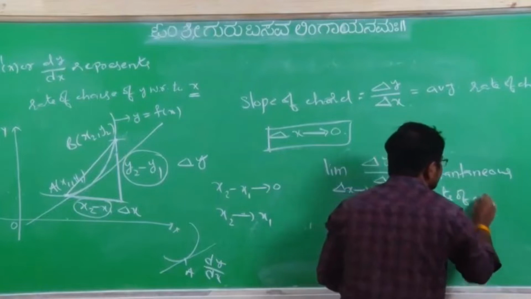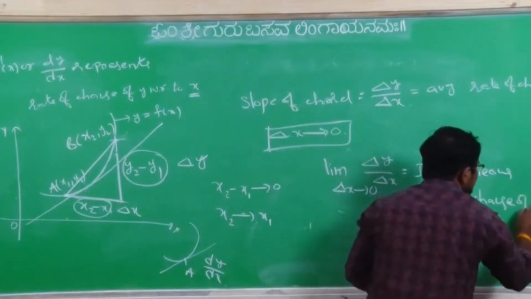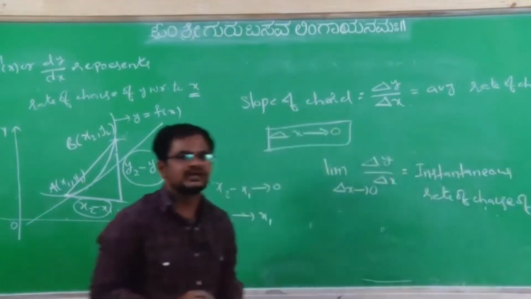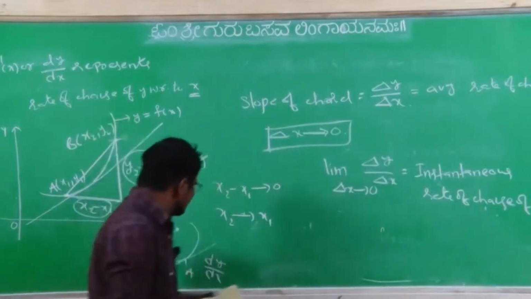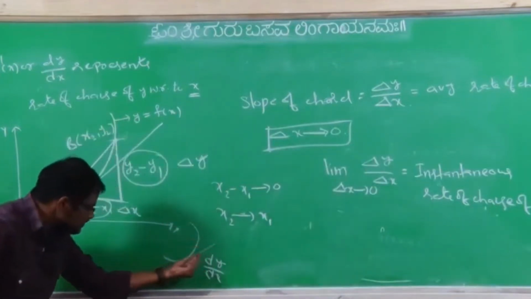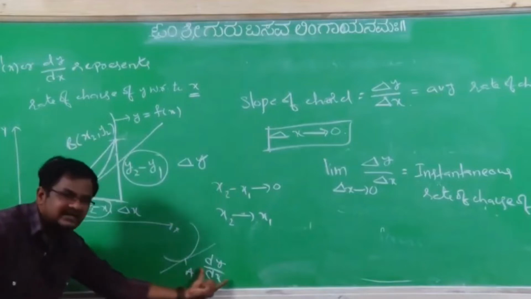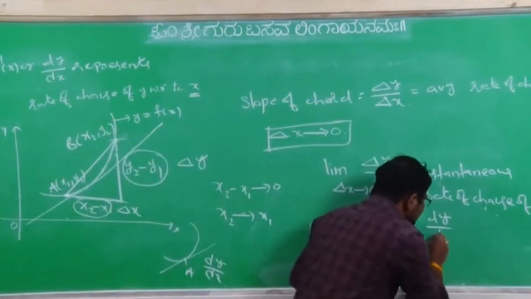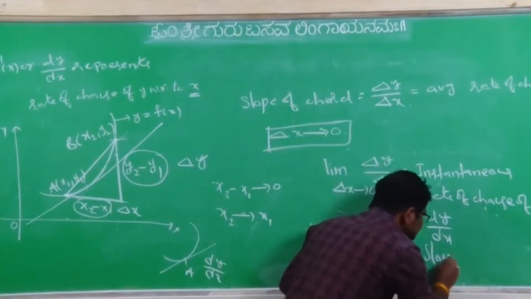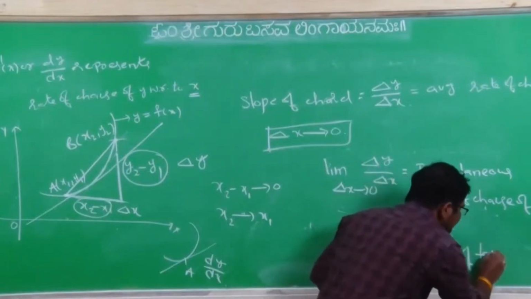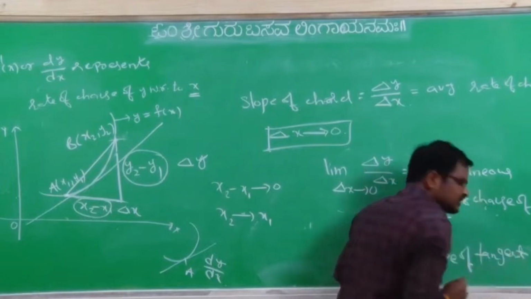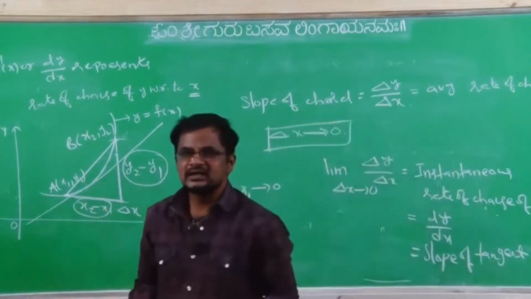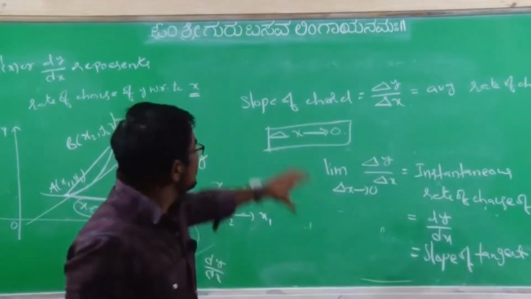Instantaneous rate of change of y with respect to x. So that's why here this instantaneous rate becomes dy by dx. It can be written as dy by dx, that is equal to the slope of the tangent.